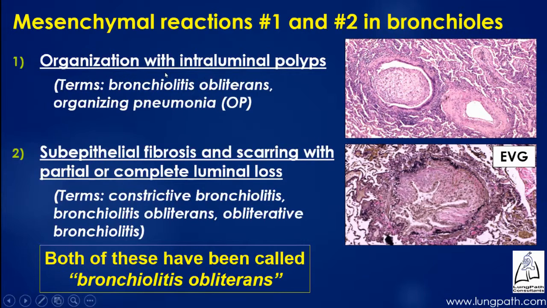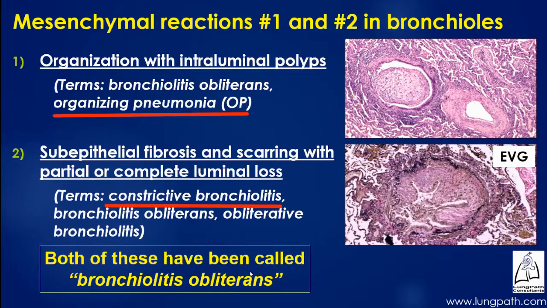Mesenchymal reaction number one is organization with intraluminal polyps, as you see here. Number two is subepithelial fibrosis and scarring with partial or complete luminal loss. And the terms that I like to use for these are organizing pneumonia for the first one and constrictive bronchiolitis for the second one. Both of these have been called bronchiolitis obliterans in the literature, and that term bronchiolitis obliterans is a little bit confusing, and you need to know exactly what the context is when you hear that term.